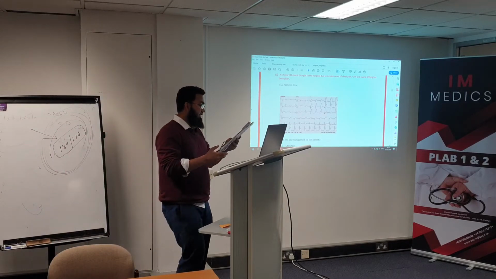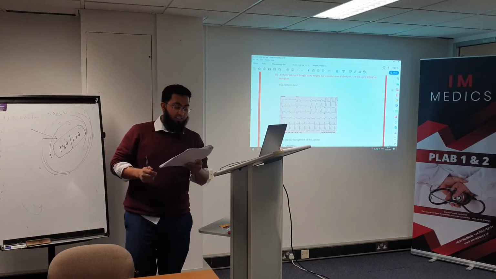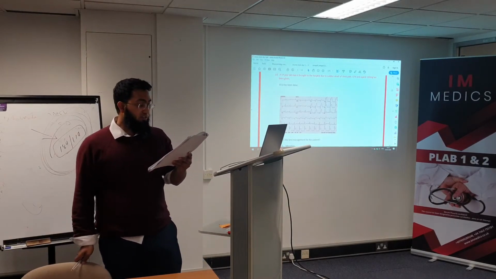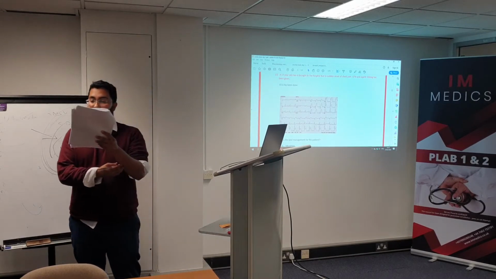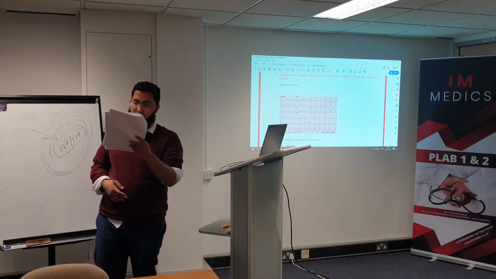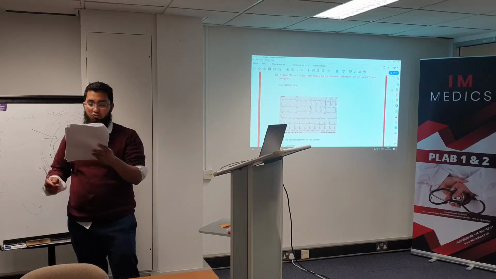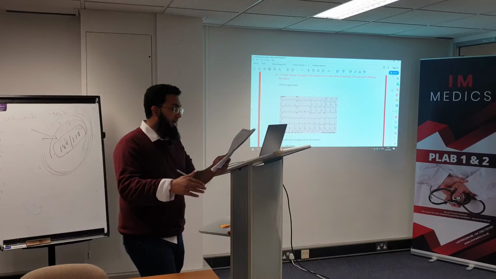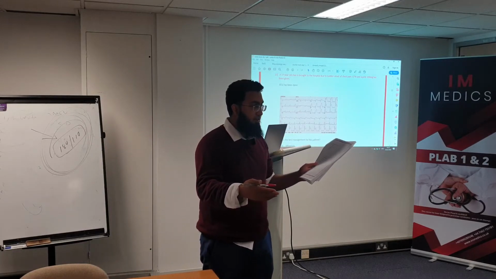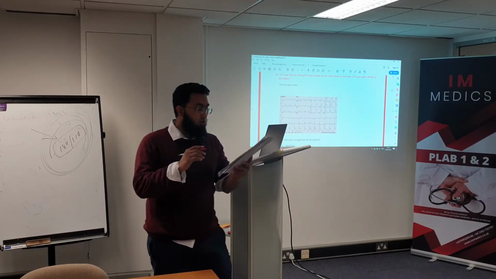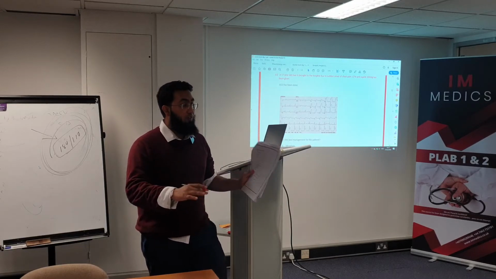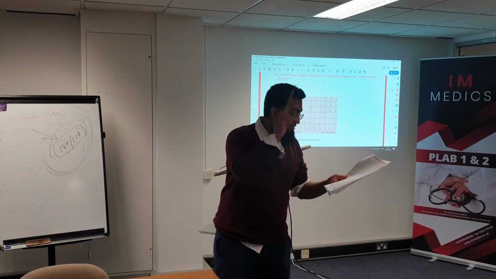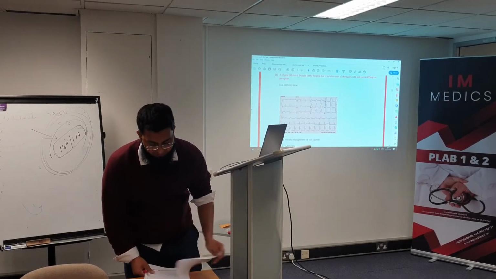Number 16. What's the answer for this? This chap has SVT and he's pretty much stable. They tried carotid massage, but it did not work. What's the next step? IV adenosine. What two things should they be very cautious about or find out the patient doesn't have? The answer is B, asthma and Wolff-Parkinson White syndrome.